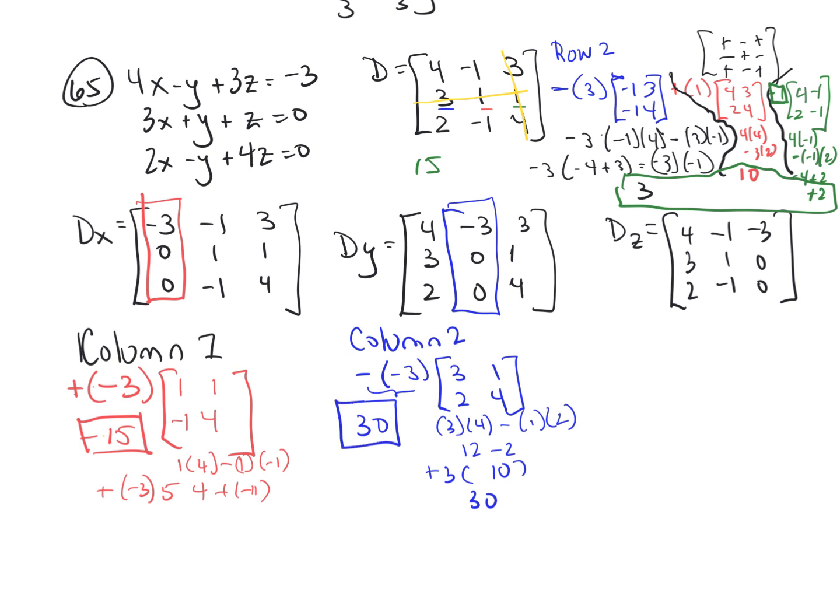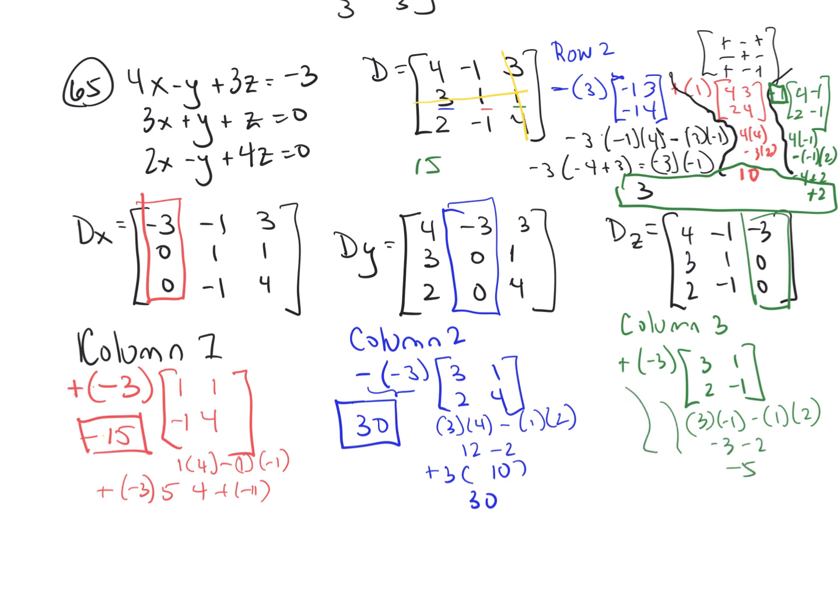So 30 is my D sub y. And then last but not least, I'm going to choose column 3. So I'll have a positive with our -3, and then my leftover 3, 1, 2, -1. Oh boy. 3 times -1 minus 1 times 2. -3 minus 2 is -5. Multiply that by -3, I get positive 15. Unfortunately, we are so not done yet.